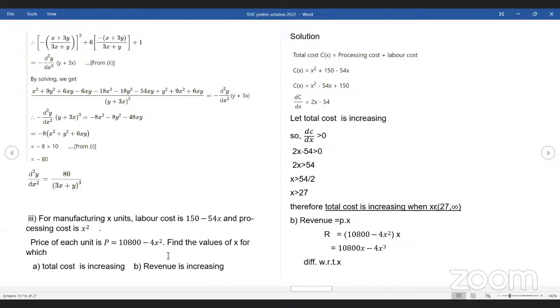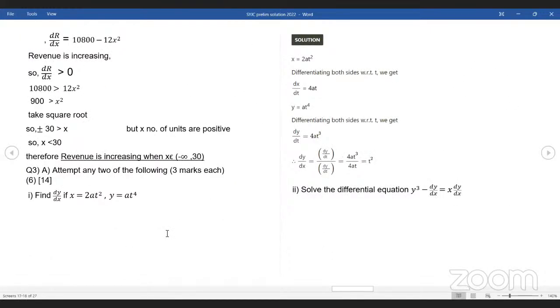Using the next information, the price of each unit is 10,800 minus 4x. Find the value of x for which revenue is increasing. Again, you first find the revenue function. As you get the function, you differentiate this and apply the condition. It is an increasing function, so consider it is greater than 0 and calculate. As you take the under root of 900, the root is positive or negative value of 30, but we consider only the positive part because x, the number of units, is only a positive number, so we write x is less than 30. So we write revenue is increasing when x belongs to minus infinity to 30.